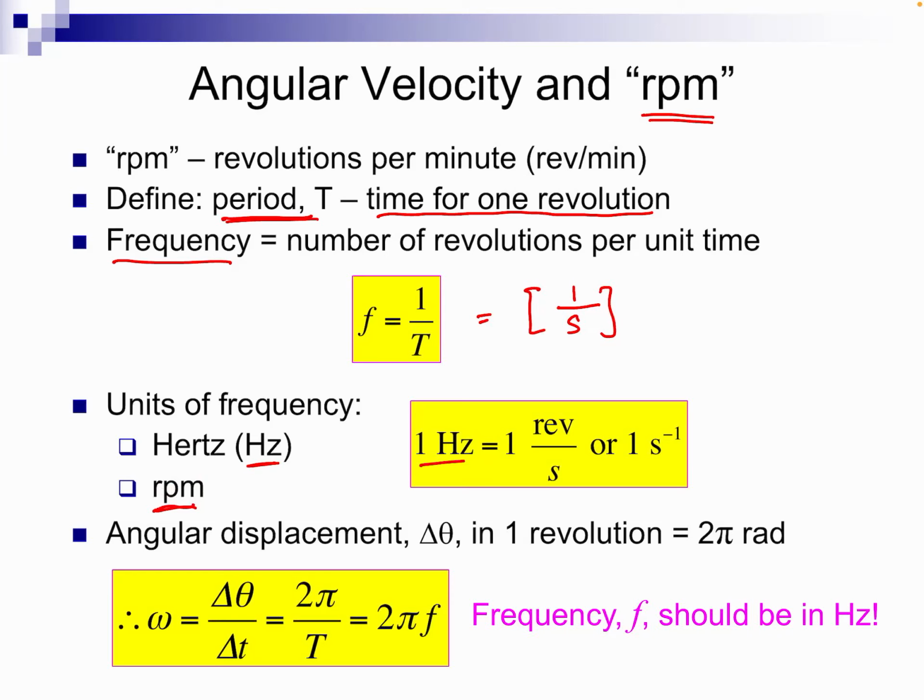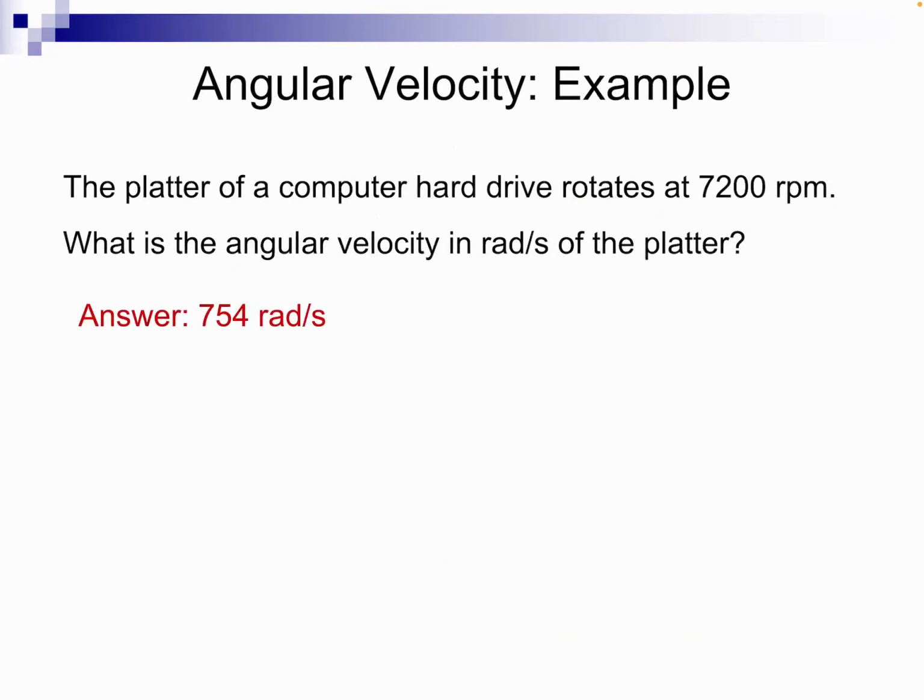Right. But practically, how do we do this? How do we convert revolutions per minute to radians per second? Let's look at this example to see how it's done. So here you have a computer hard drive. The platter of the computer hard drive rotates at 7,200 RPM. What is its angular velocity in radians per second?